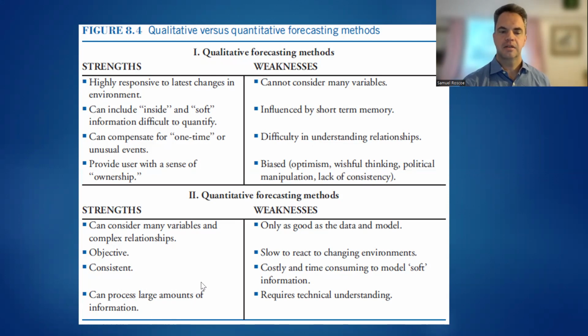Okay, so some of the strengths of quantitative forecasting: it can consider a lot of variables and complex relationships. It is arguably more objective. Obviously, that depends on the data that you choose to include, but it also can be consistent, looking at past data to make future predictions. Okay. Weaknesses, it's only as good as the data and the model, of course.